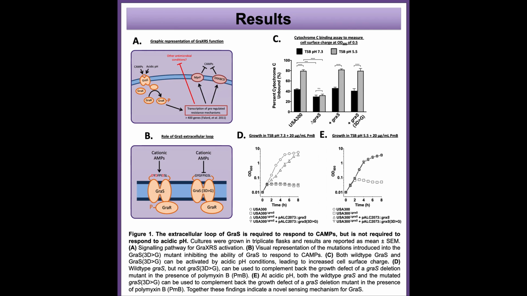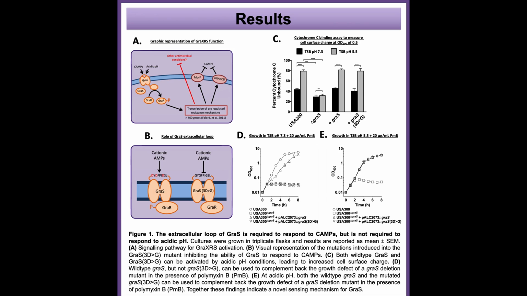In Figure 1D and E, what we see here is that when bacteria is confronted with a cationic antimicrobial peptide, polymyxin B, wild-type bacteria is able to grow just fine and our GraS mutant is unable to. We can complement our GraS mutant back with wild-type GraS. However, if we try to complement back our GraS mutant with this mutant form, the 3D to G mutant, we are unable to restore growth. This makes sense as the bacteria is unable to respond to the polymyxin B and provide resistance.